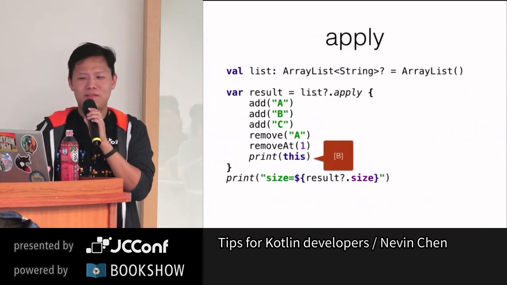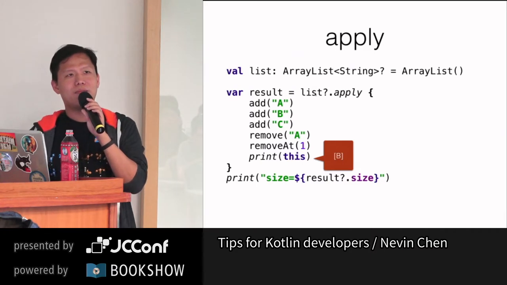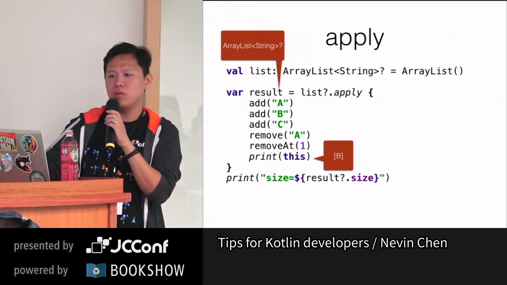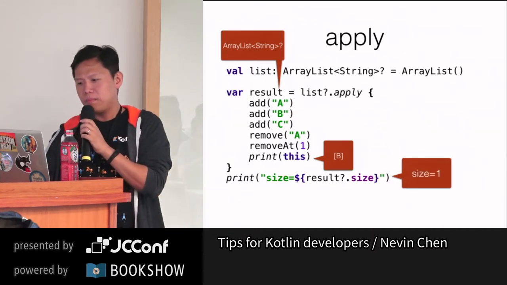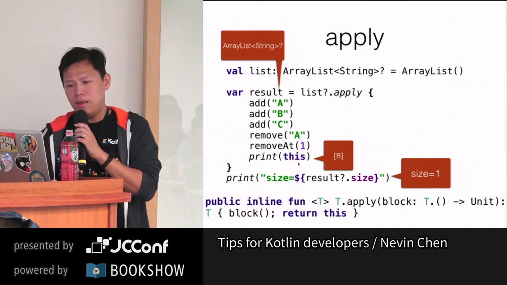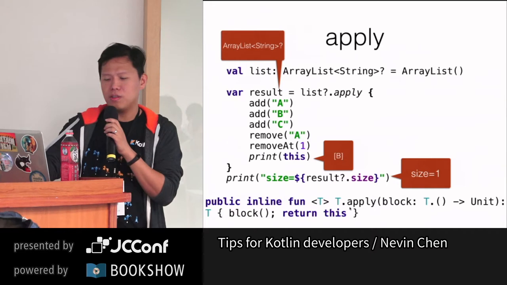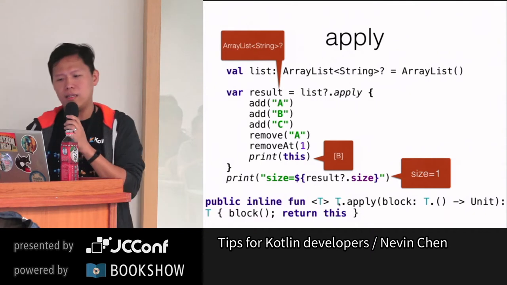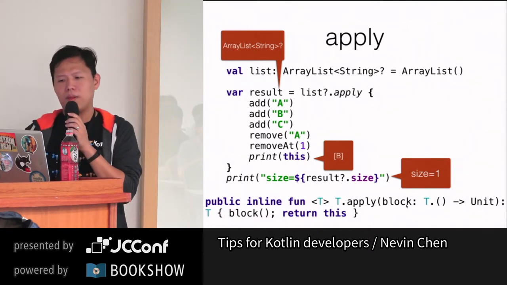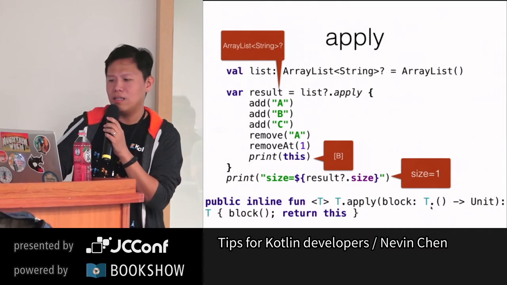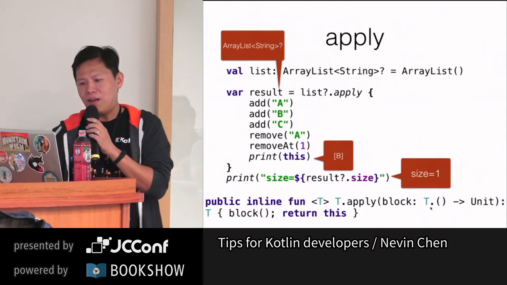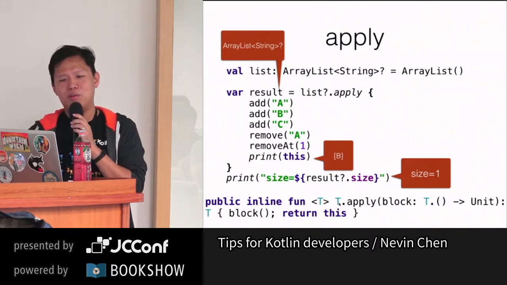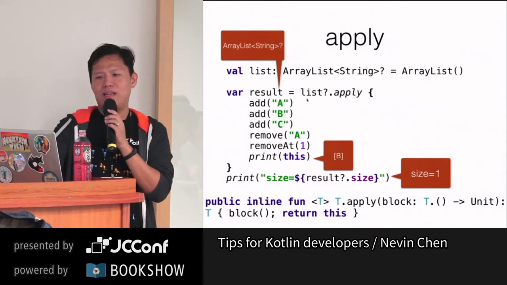So why can you do this kind of stuff? It's kind of like builders, right? Its type is ArrayList, a nullable ArrayList of strings, and the size is 1. How can you do it? Because it's an inline function, and this function is a lambda with receiver. It's an extension function that extends type T, and it takes a parameter, a block function, which returns unit. After this block of code is run, it will return this, so it will return the type that you just called.